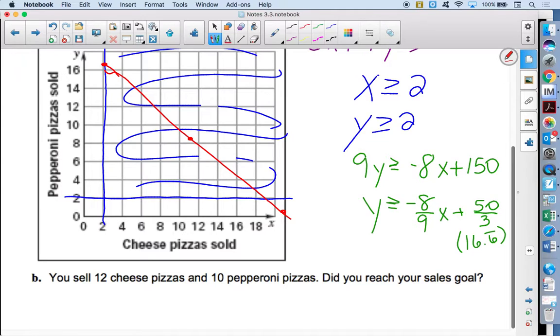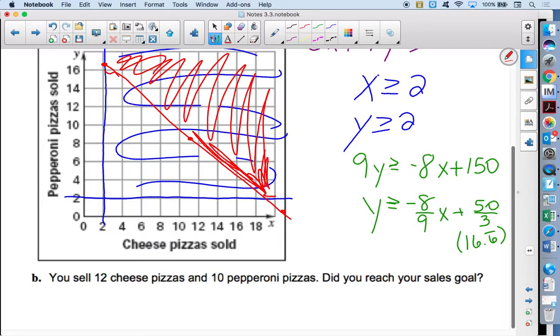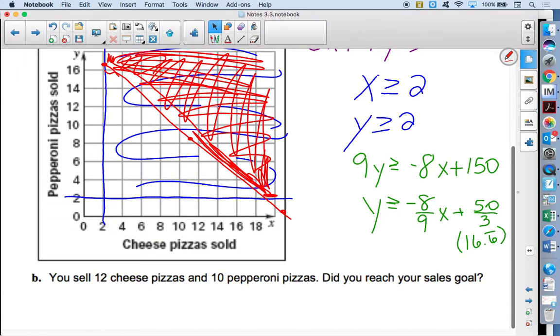That one says greater than or equal to, so I need to be above that line. If I'm below the line, I'm not selling what I need to sell to earn the 150 bucks. So it's everything above that line, but then beyond the 2 marks. The question says, if you sell 12 cheese and 10 pepperoni pizzas, did you meet your goal? If I find where 12 cheese and 10 pepperoni would be, is that inside the shaded region? Yes.